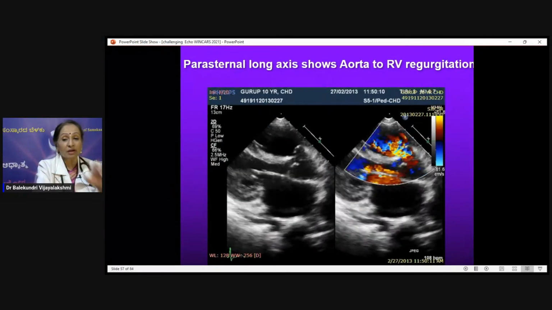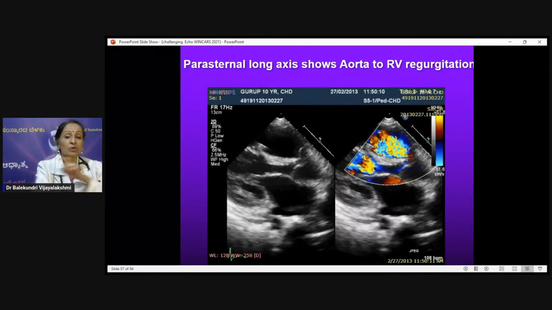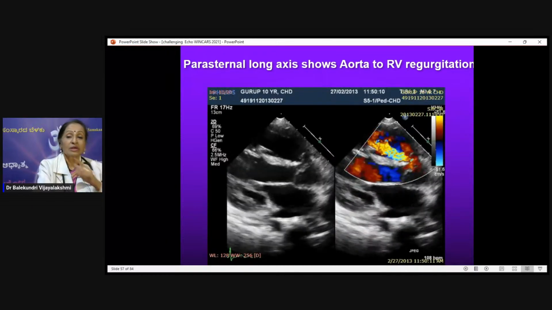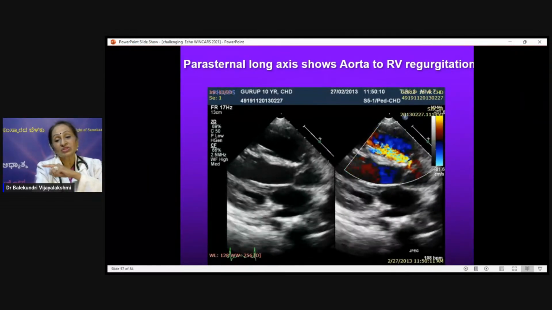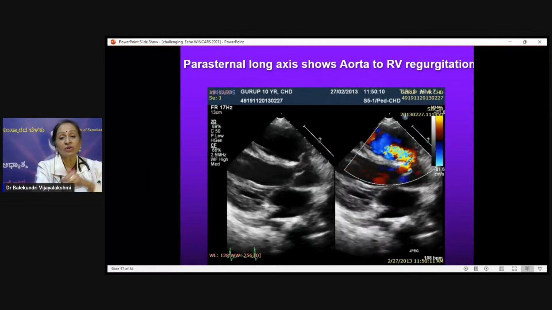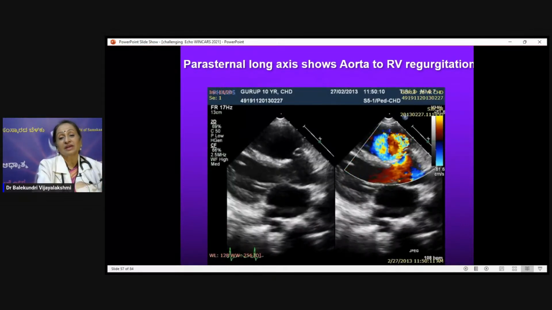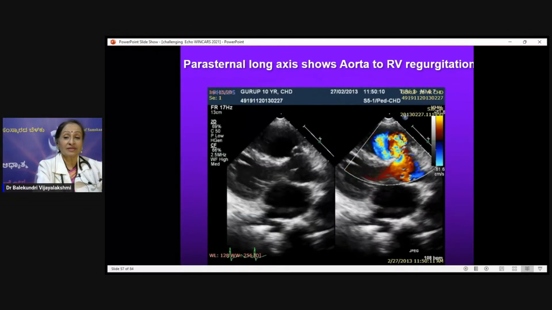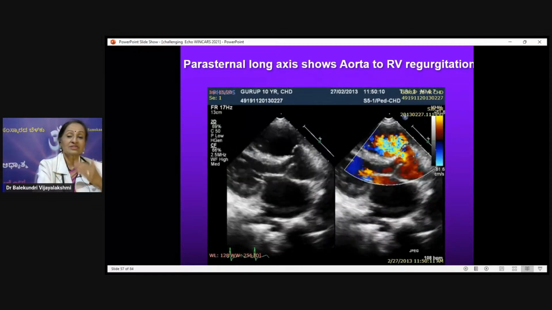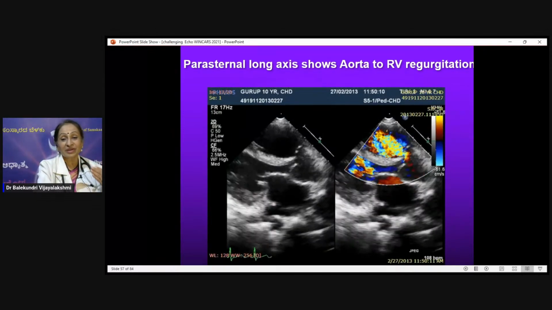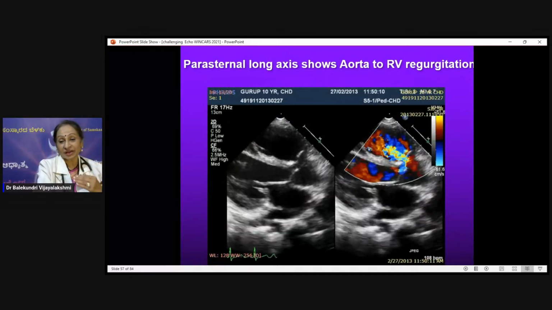The aortic regurgitation is always from the aorta to the left ventricle. But here you can see that the regurgitant jet is going from the aorta to the right ventricle. And that is the reason. The systemic pressure is filling the RV, and as a result, the patient is in congestive cardiac failure. So, the overriding aorta was not corrected properly.